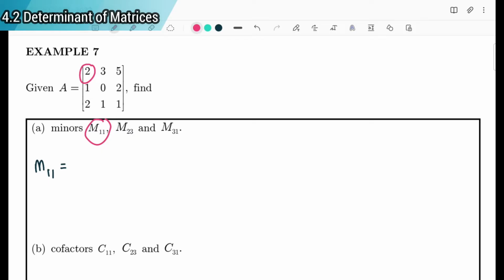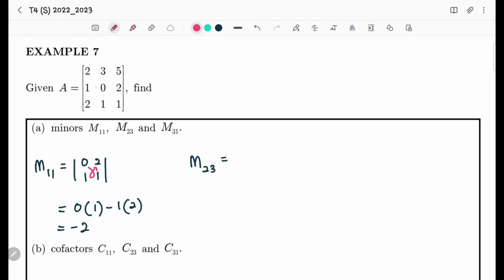Given matrix A, find minor M11. So the entry A11 is here. You have to close these, so you get 0, 2, 1, 1. The determinant of the submatrix is 0 times 1 minus 1 times 2. You get -2.